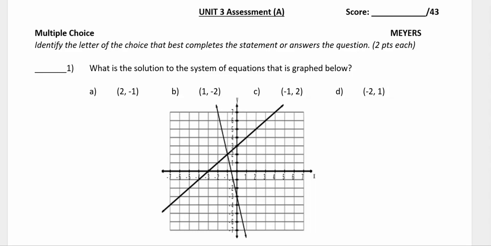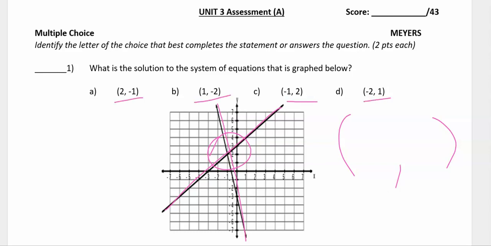Number one says, what is the solution to the system of equations that's graphed below? Now, remember that when we solve the system by graphing, we are just looking at where the lines cross. So you've got two lines there. There's your system, your two lines. Where they cross, that's the answer. And it's an ordered pair. I can tell that by looking at all of the options.